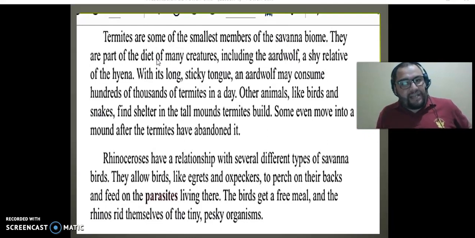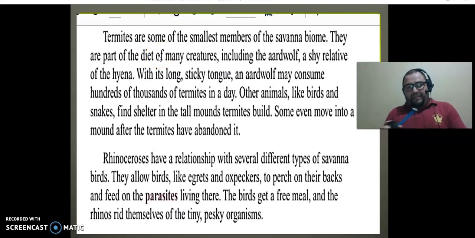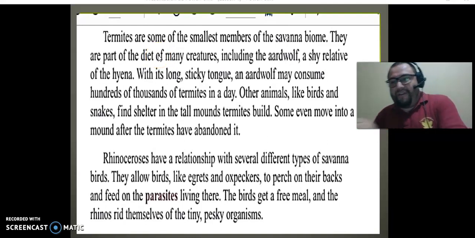Hyena. Do you know what a hyena is, right? You remember The Lion King, Rey Leon, right? The movie. So the hyena is the animal that people say laughs.